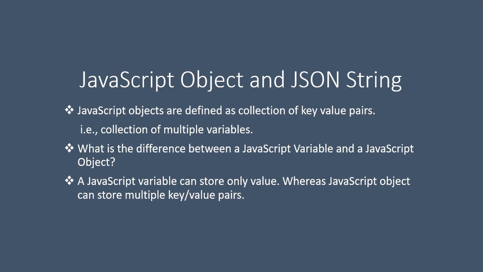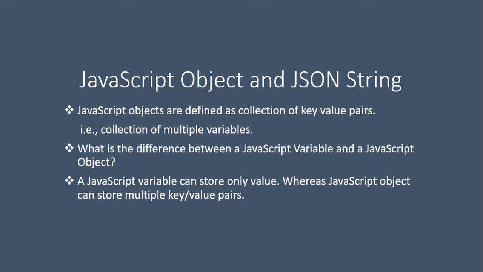Welcome back guys. In this tutorial I'm going to explain the differences between a JavaScript object and a JSON string. JavaScript objects are defined as a collection of key value pairs. So it contains key value pairs, that means a collection of multiple variables.